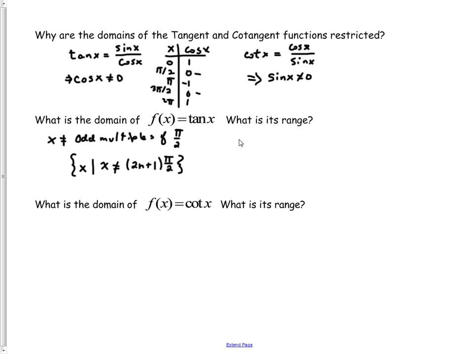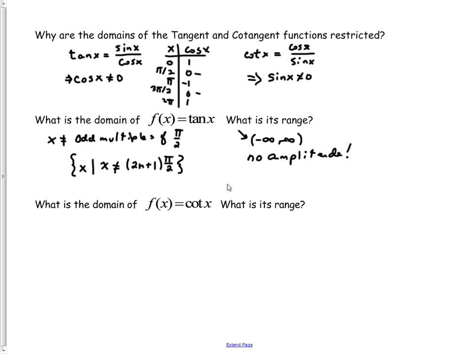Okay. What about the range? Well, the range of a tangent function is going to be the set of all real numbers. Now, why all real numbers? Well, in fact, unlike sine, cosine, and even secant and cosecant, there is no limitation on the tangent graph. And of course, that implies, again, there is no amplitude, right? Just like there was no amplitude for secant and cosecant, there's no amplitude here.